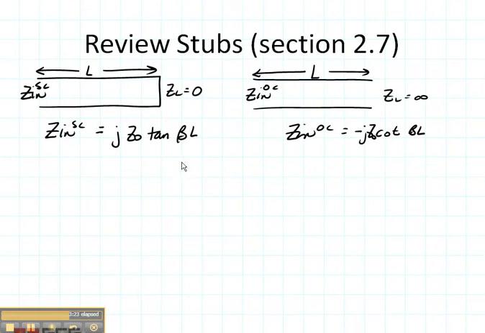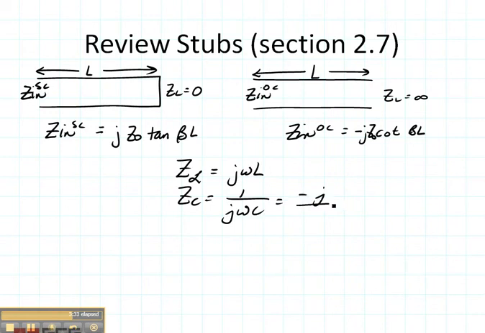In all cases, we may want these transmission lines to act like an inductor, or we might want them to act like a capacitor, which is minus j over omega C. By controlling the length of each of these transmission lines, I can create either an inductor or a capacitor with an open-circuited or a short-circuited transmission line.